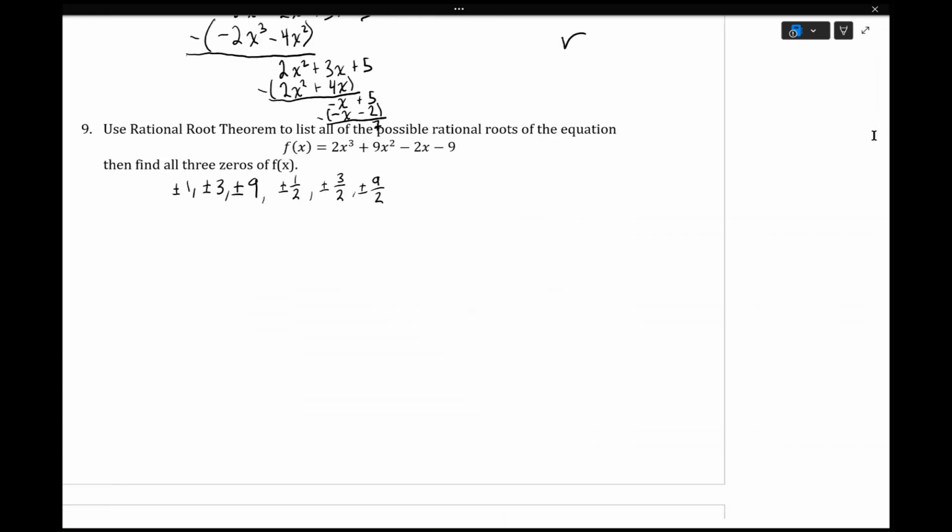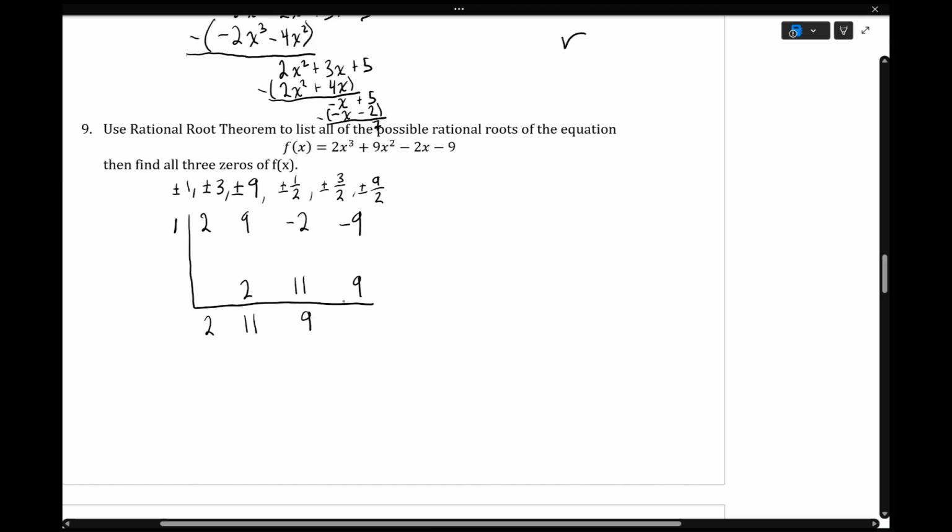Now, the first thing I notice here is that I have a 2 and a 9 and a negative 2 and a negative 9. So that makes me suspect that 1 will be a 0 of this polynomial. And so let's go ahead and do that. So I bring the 2 down. 2 times 1 is 2. 9 plus 2 is 11. 11 times 1 is 11. Negative 2 plus 11 is 9. 9 times 1 is 9. And negative 9 plus 9 is 0.